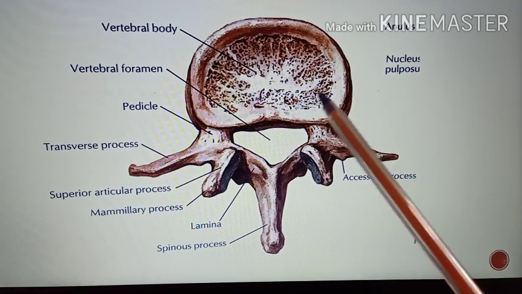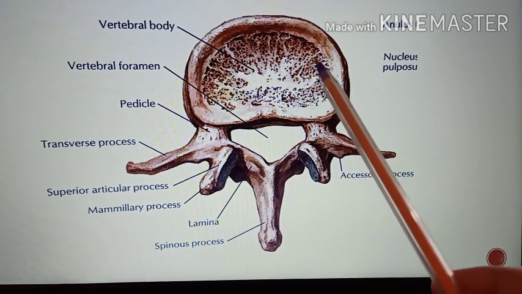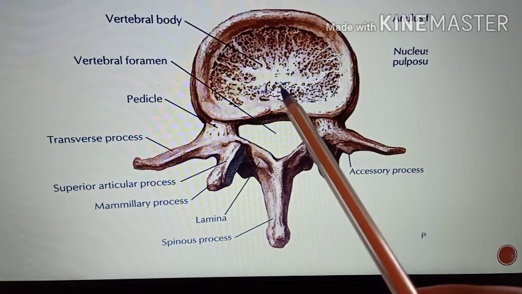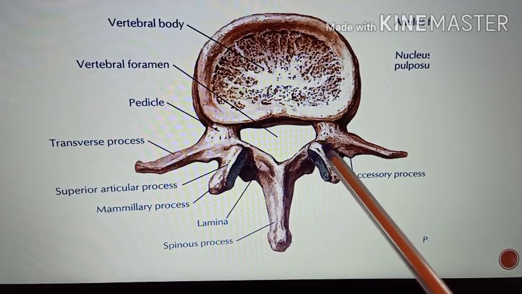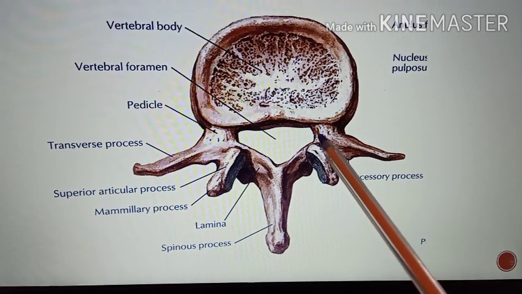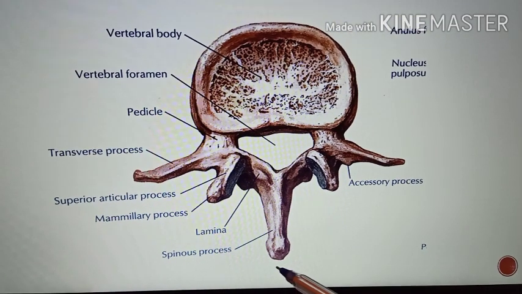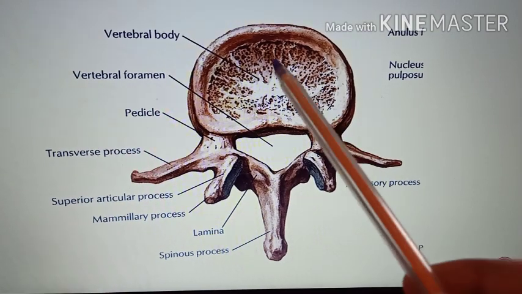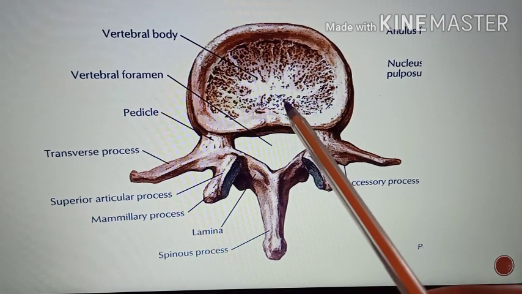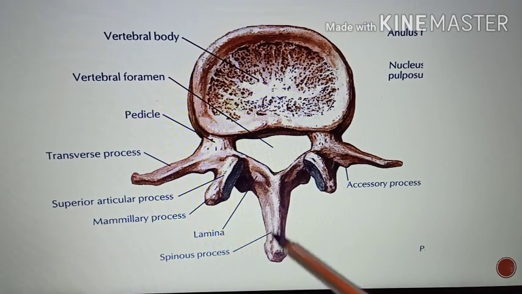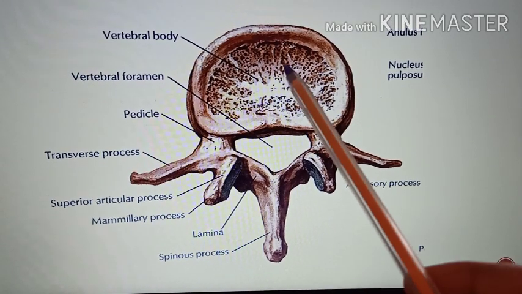So few things what is supposed to be studied here. One is we will be studying about this entire thing. This is the body. Then these are the pedicles. So in this body, this is the anterior aspect, whereas this is the posterior aspect. So the body will be anteriorly, the spinous process will be posteriorly. So this is the body.